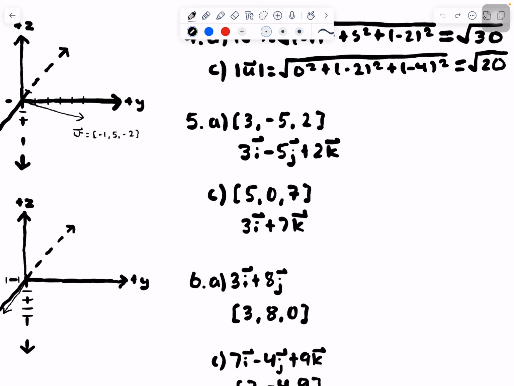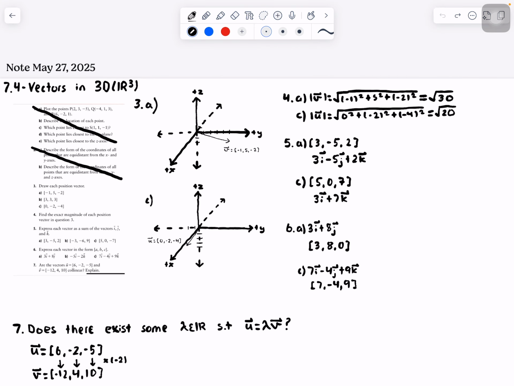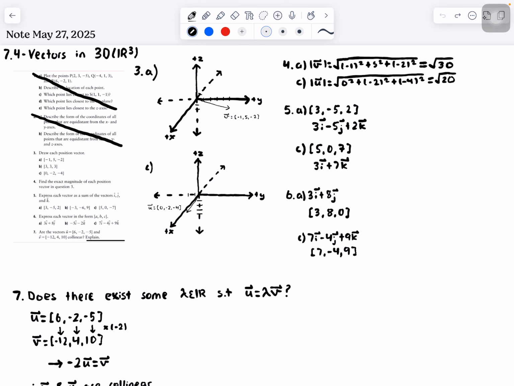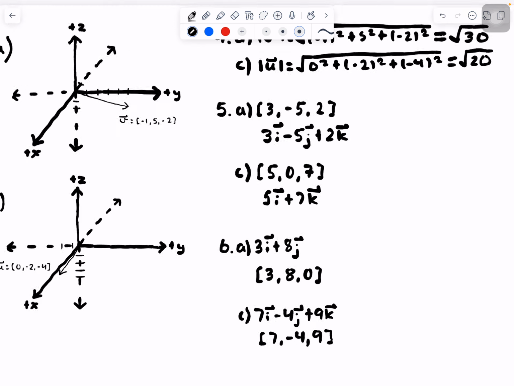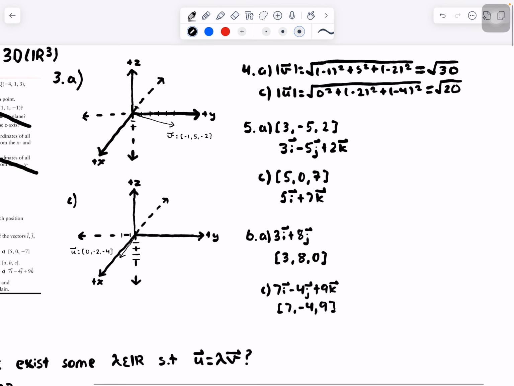Okay, for 5c, same deal. I need 3 lots, sorry. Oh, that's actually wrong. I'm glad I spotted that. That should be a 5, not a 3. So I need 5 lots of i, and I don't need any lots of the j vector, but I do need 7 lots of k. And that completes 5.